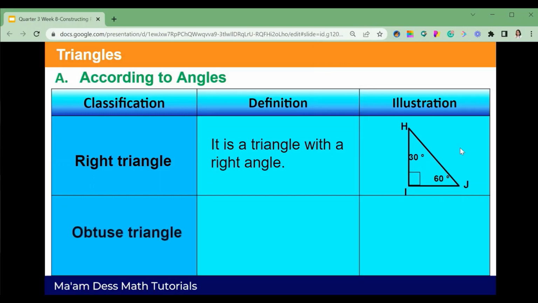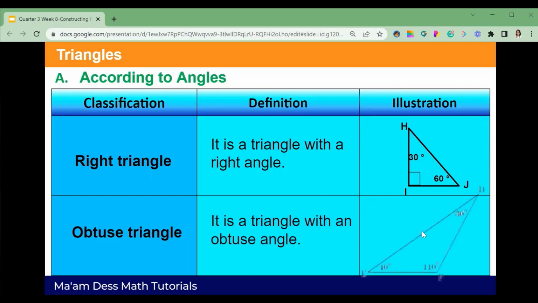Obtuse triangle. What do you mean by obtuse triangle? It is a triangle with an obtuse angle. Look at the illustration. We have 30 degrees, another one 40 degrees, and next, 110 degrees. This angle is an obtuse angle since it is greater than 90 degrees.